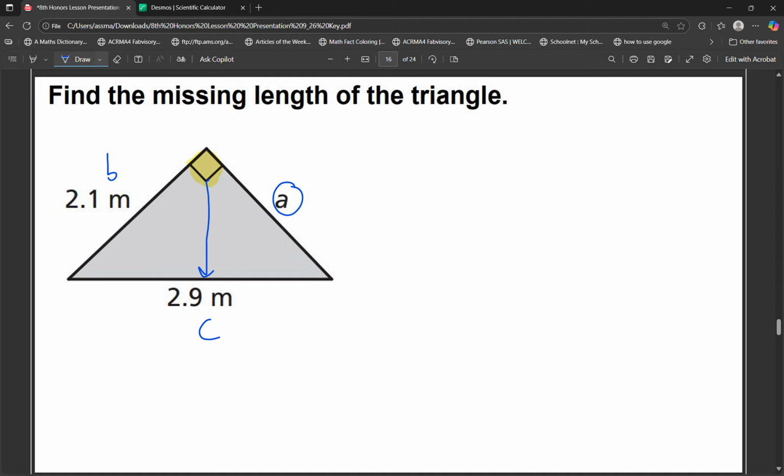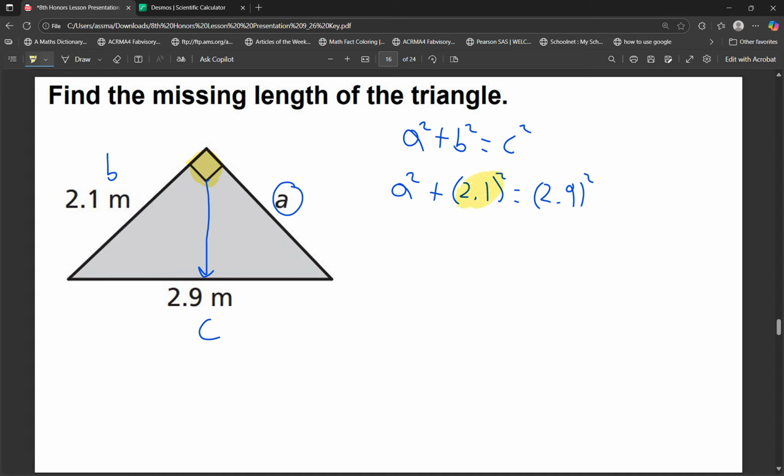Then you use the same formula. A squared plus B squared is equal to C squared, okay? And then you just plug in your numbers. So A, we don't know what it is, so we're going to say A squared plus 2.1 squared is equal to 2.9 squared. Okay? So what you want to do is get rid of the exponents first. So you want to get rid of this section here and this section here.